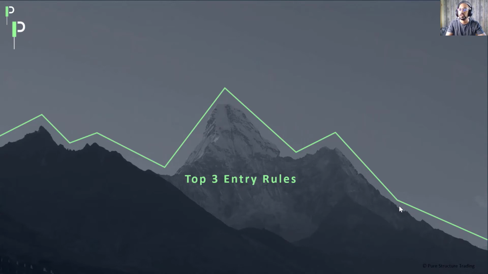and market structure. Now in today's lesson, I'm going to give you guys the top 3 entry rules that will not only change the way you see markets, but will help you become more consistent and effective when you enter your trades. So with that, guys, let's go ahead and hop into it.